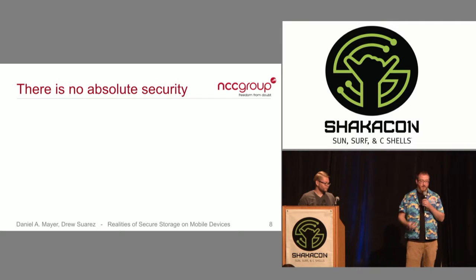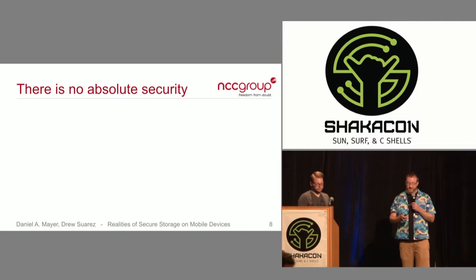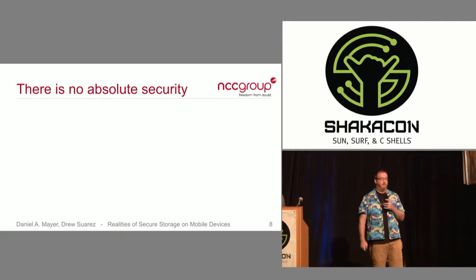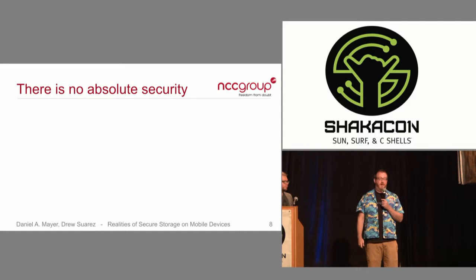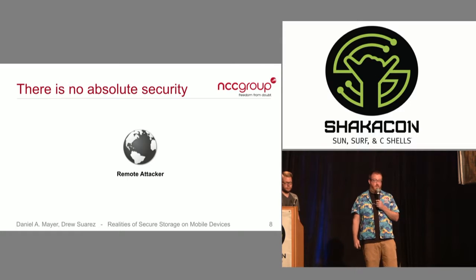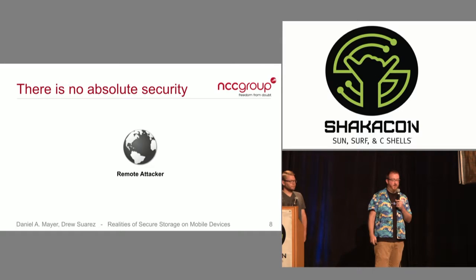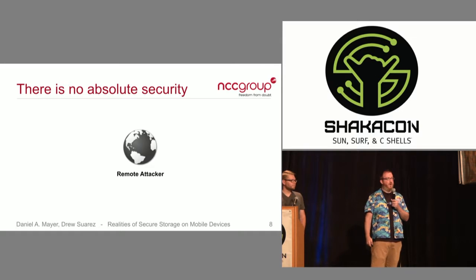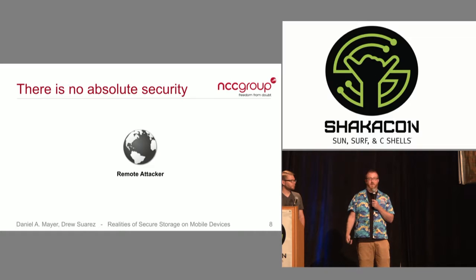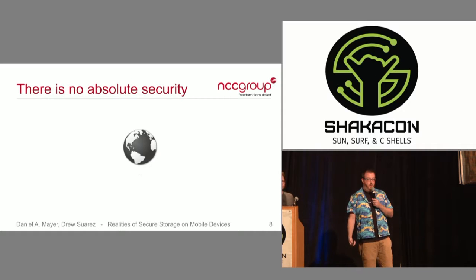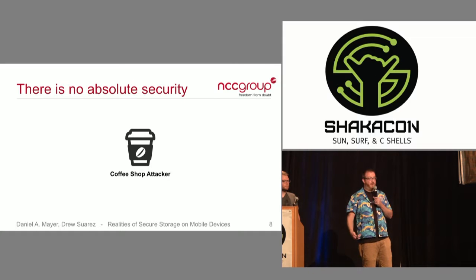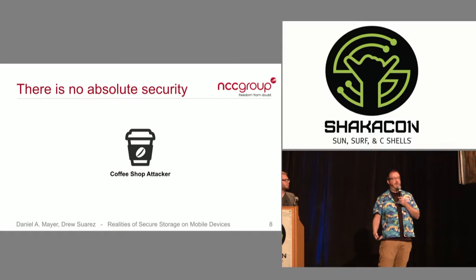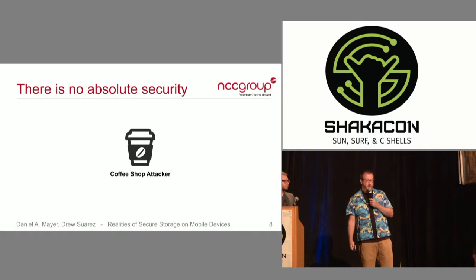Thanks, Daniel. Everyone's heard the phrase, there's no such thing as absolute security. But let's take a deeper look at who you're actually worried about looking at the data on your device. We'll go through a couple categories here. The remote attacker is someone who wants to connect to your device remotely over the internet. Then we have the coffee shop attacker: you're in a Starbucks on an insecure Wi-Fi, and somebody might be intercepting or modifying the traffic you're sending.